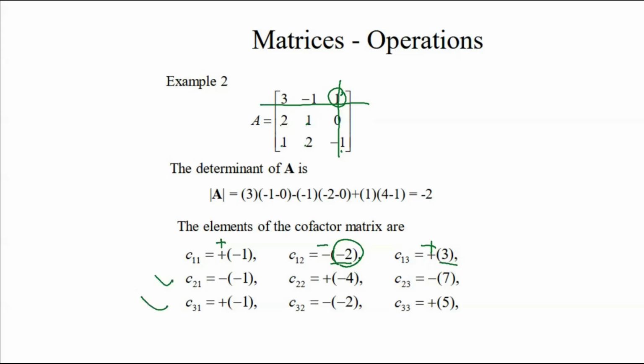I'll repeat that same procedure. I know it's a lot of work. We go into the second row now. So second row from there, starting with this one, you cross out this and this. Remember, the cofactors in the second row have to start with a minus, then a plus, then a minus.